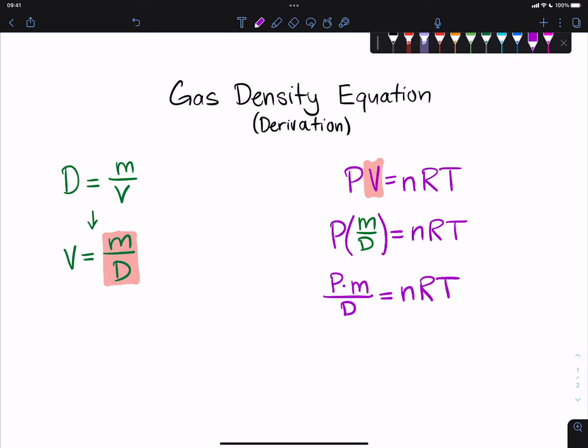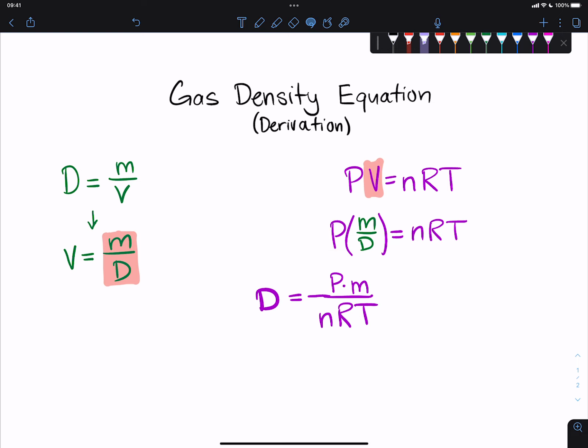And then if we solve for D, we just divide both sides by nRT. So if we divide the left and the right by nRT, nRT comes down, D goes up, and we get this. I'm actually just going to move these over here, make that a little larger. And all we get is that density is equal to pressure times mass divided by moles times R times T for temperature.